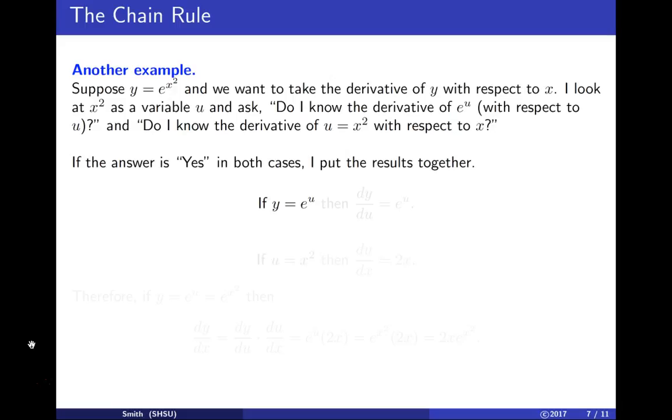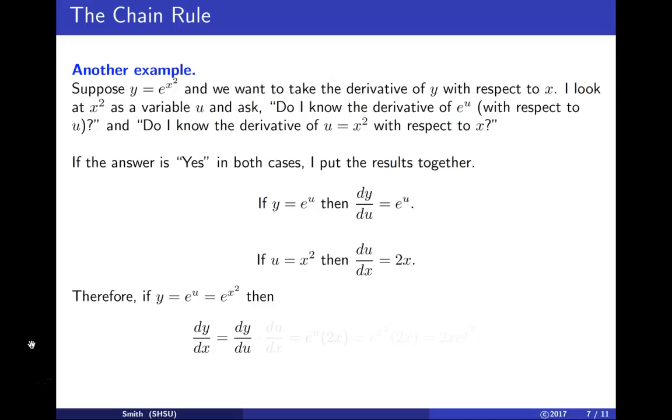I have yes in both cases, so I can put them together. If the derivative of e to the u is e to the u, and if the derivative of x squared is 2x, then if y is e to the u, which is e to the x squared, then my derivative will be the derivative of y with respect to u, that's e to the u, or e to the x squared, times the derivative of u with respect to x, which is 2x. So I get e to the u times 2x, or e to the x squared times 2x, or cleaning it up a little, I get this answer.